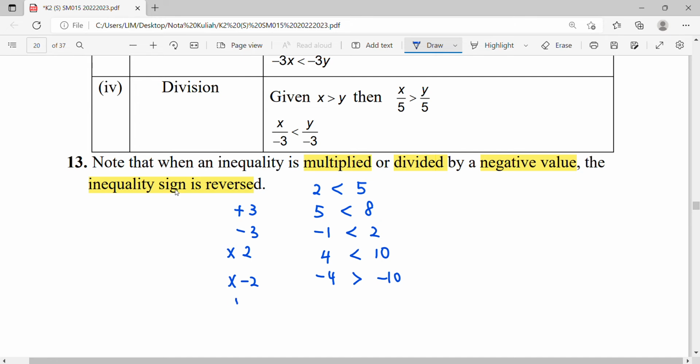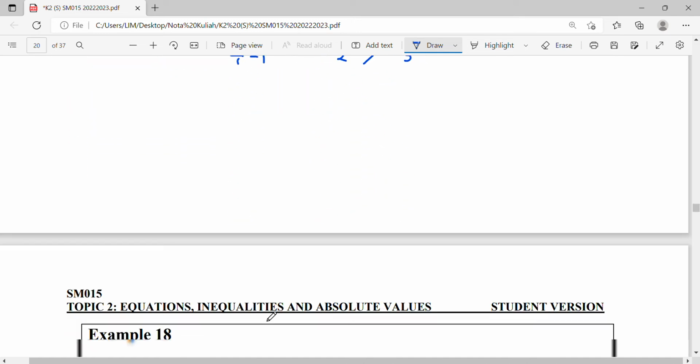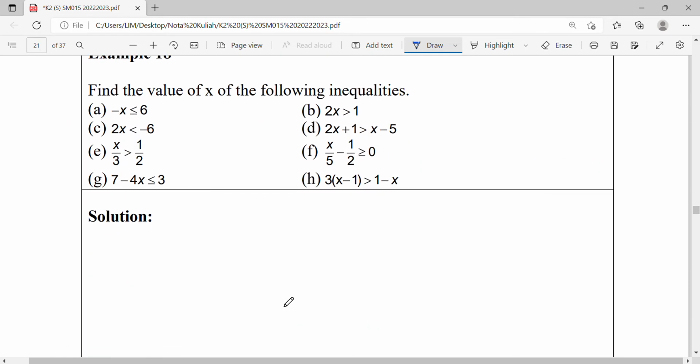Same, if you divide by -1, this is -2 and this is -5. So their inequality status will not hold, right? -2 is bigger than -5. So when you're moving your value to the left hand side, you have to be careful with multiplication and division by negative values. Change the sign. Okay, you can see the example here, like question A.